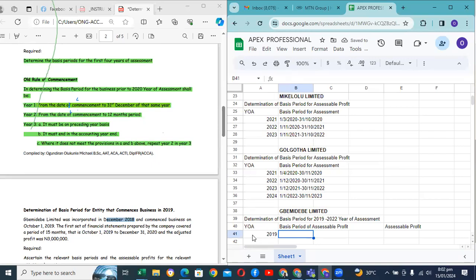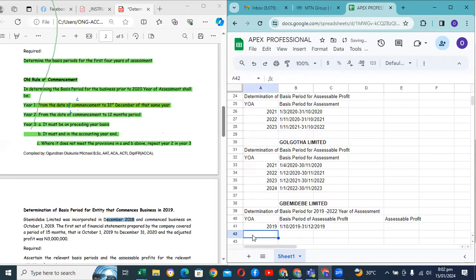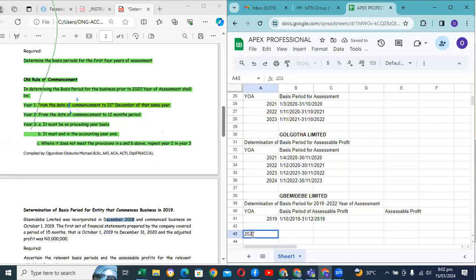Yes, sir. So we then have from the date of commencement, that's 1 October 2019 to 31st December 2019. So let me do 2020 year of assessment. Please, if you are jotting, stop jotting because you are likely going to write rubbish. Let's go ahead.